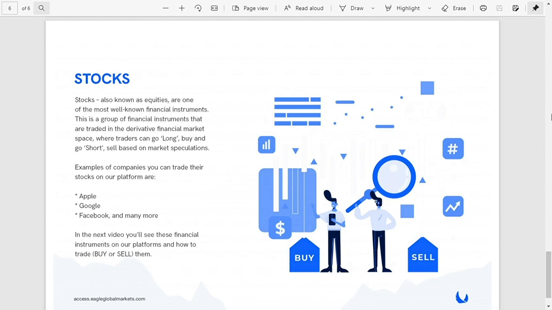In the next video, you will see these financial instruments on our platform and how to trade, which is buy or sell them.